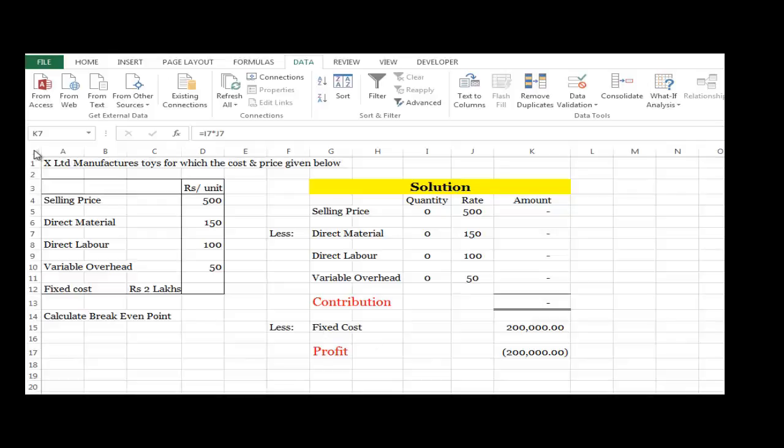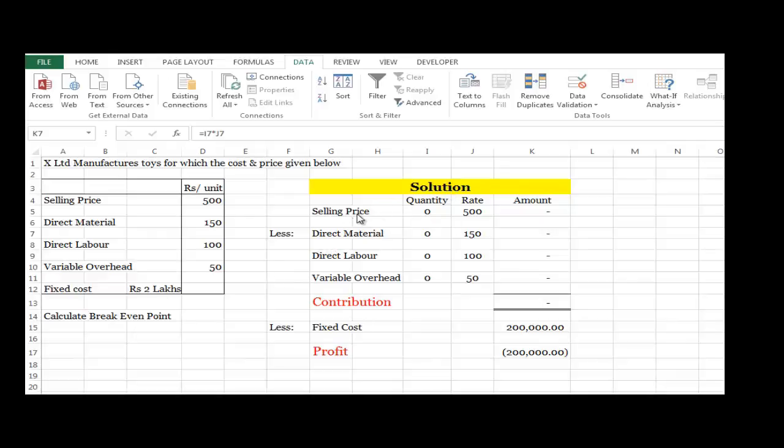X Limited manufactures toys for which the cost and price are given below. Sale price is 500 per unit, direct material 150 per unit, direct labor 100 per unit, variable overhead 50 per unit. These are the variable costs per unit. Fixed cost is 2 lakh, which is fixed. These are the solution.